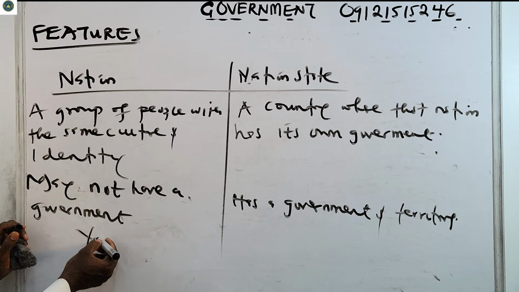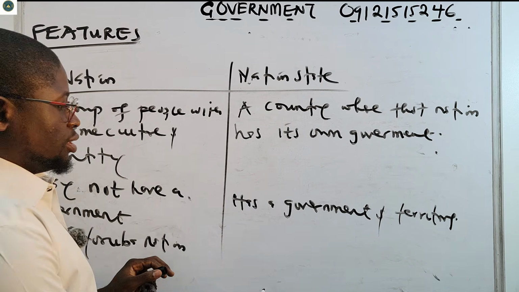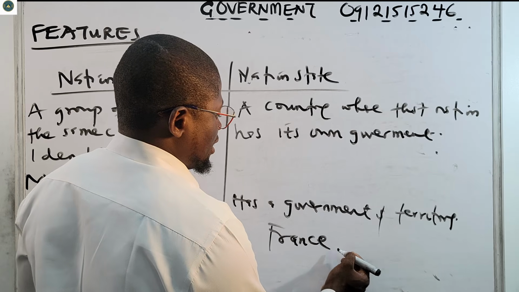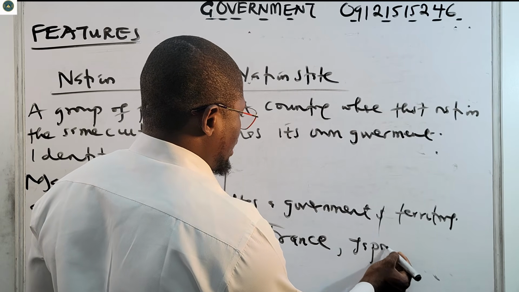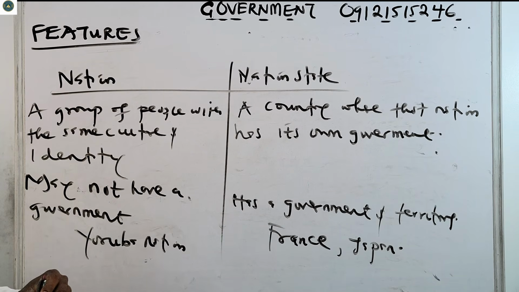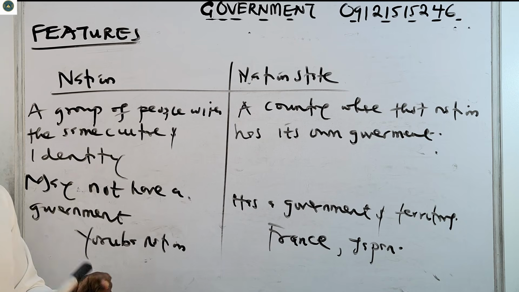So examples are here: we have a Yoruba nation, Hausa nation, Igbo nation. Here we have the French, from France. The Japanese, from Japan. All of these are examples of nation state. So please let's keep all of these in mind. We have seen society, we have seen state, we have seen nation, we have seen nation state.